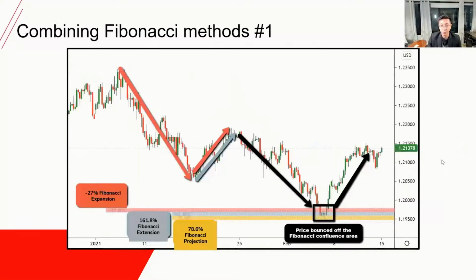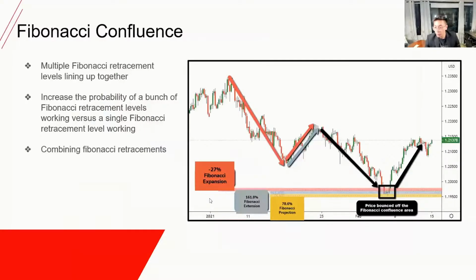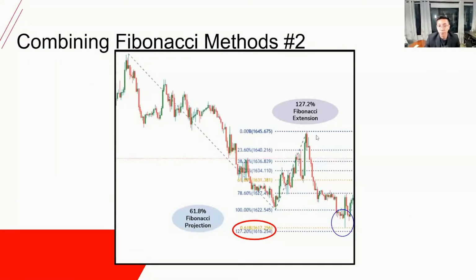Okay. Right here, this is the same. The third one will be your 61.8% FIB projection and 127.2 FIB extension. You can see right here, you project from this high to this low to this high, and then you can project that price could come to this 61.8% FIB projection level. And then we also have the 127.2% FIB extension level.